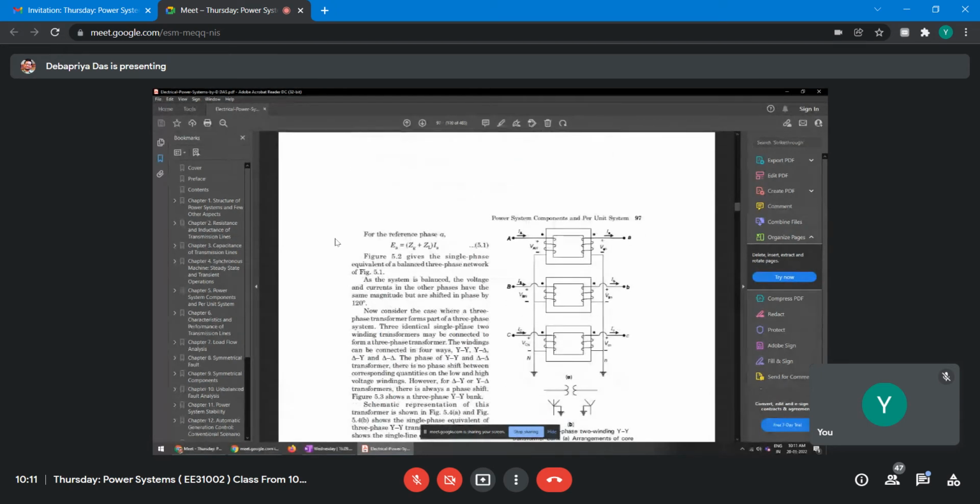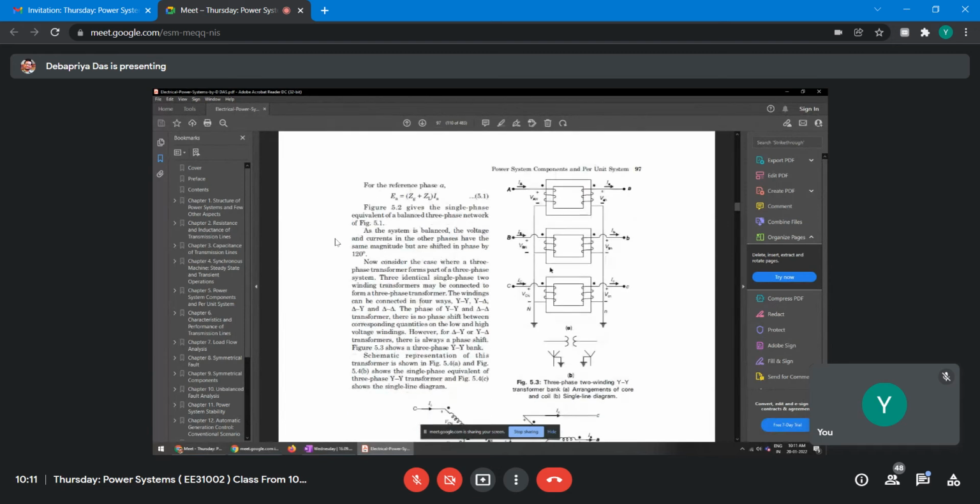Now as the system is balanced, the voltage and currents in other phases have the same magnitude but are shifted in phase by 120 degrees, right? So this is the way things are. Now what we will do is represent the transformer, right? So now consider the case where a three-phase transformer forms a part of a three-phase system. Three identical single-phase transformers may be connected to form a three-phase transformer.